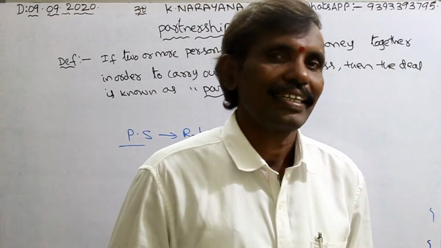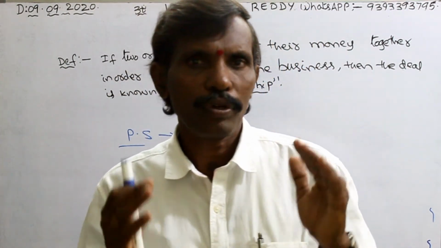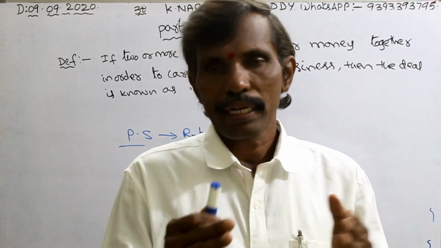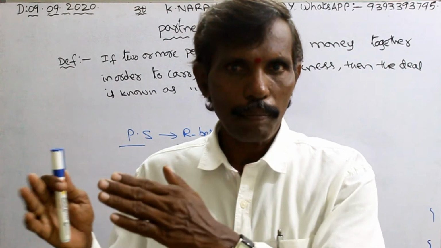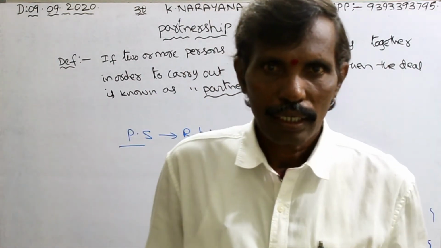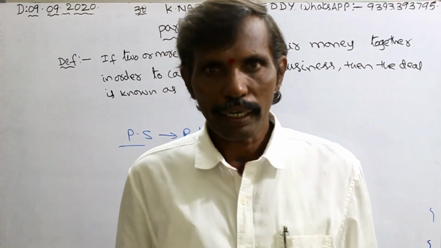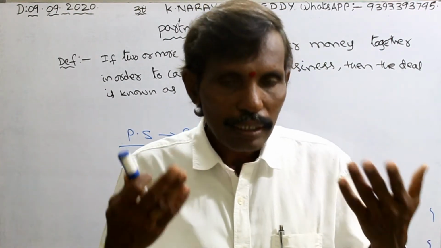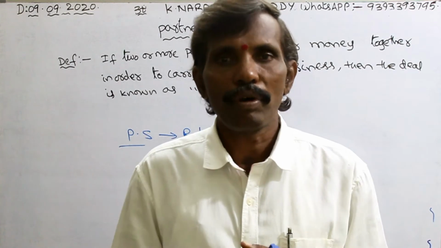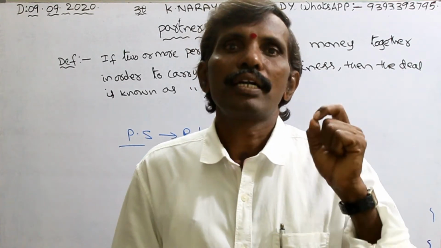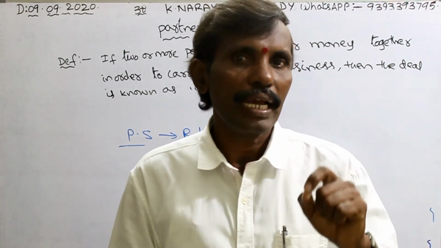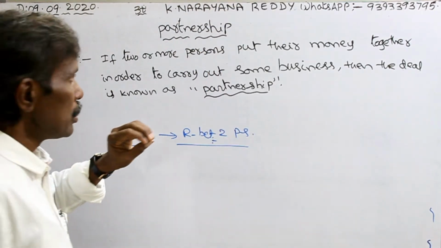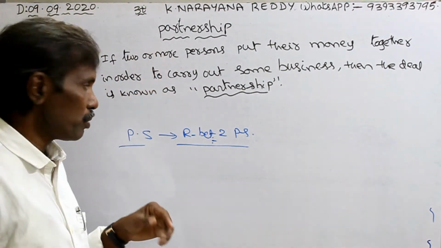That means 2 or more persons can put their money in business, or to maintain some factory, some company, some industry, anywhere. Okay? So they put their money in the form of investment. That type of process, that type of deal is known as partnership. So this is the simple definition of partnership.